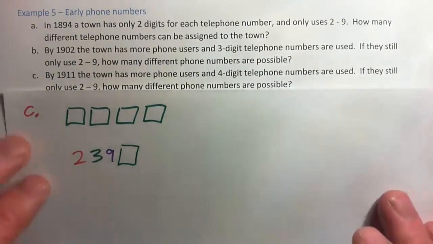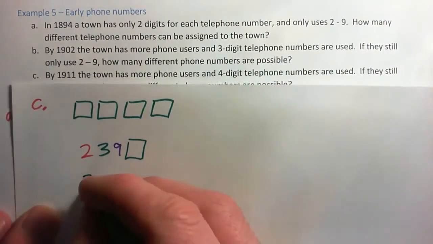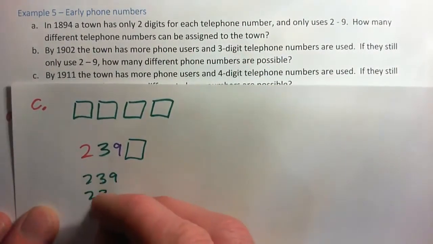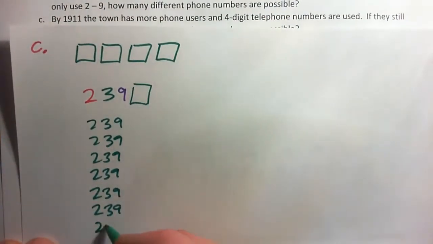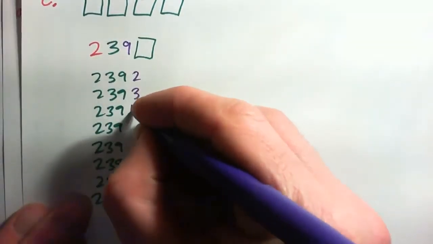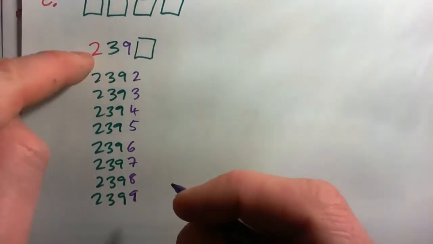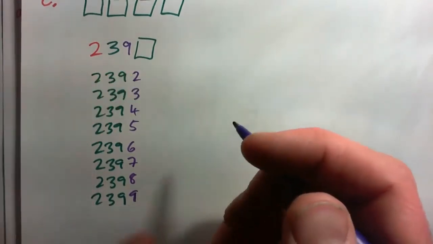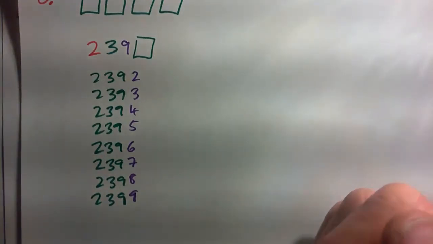So for example, I'll just write them out. If you had 2, 3, 9, like I said, that could be 2392, 2393, 2394, 2395, 6, 7, 8, or 9. So for any 3-digit phone number, we add on one more digit, and that's 8 new numbers. See that? 8 new numbers, right?